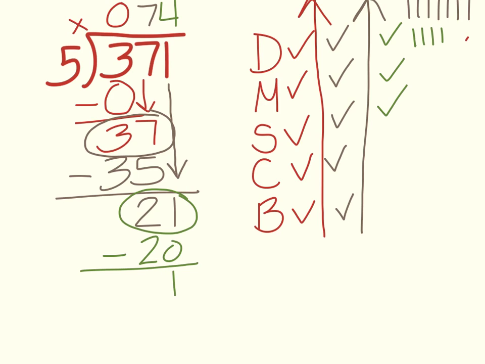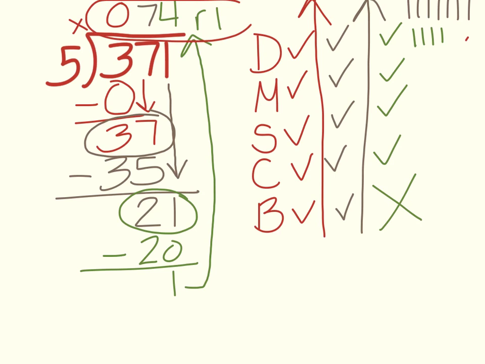I'm going to compare. The last number I wrote down is a 1. Is that less than 5? It sure is. And is there another number in the dividend, or what I like to call the doghouse, to bring down? There is not. So that means I am done. In this case, there is a remainder. So I have to bring my remainder up. And my quotient is 74, remainder 1.